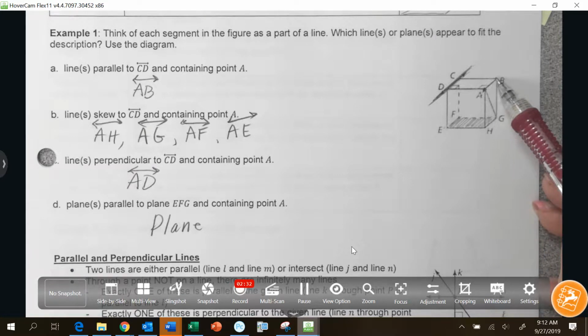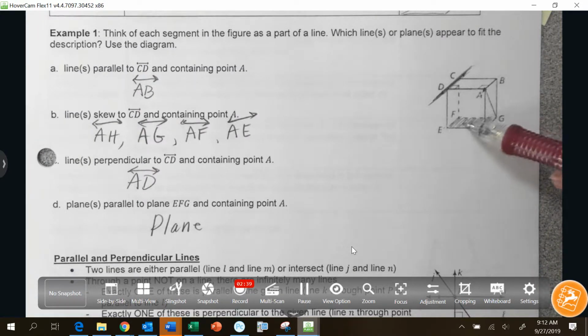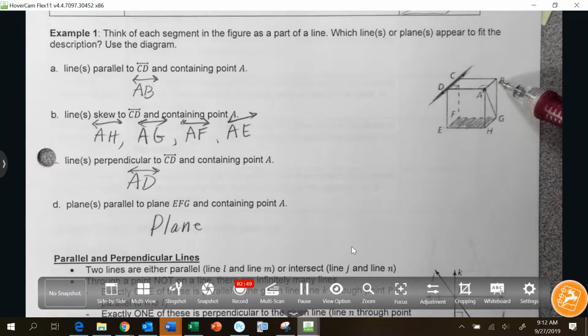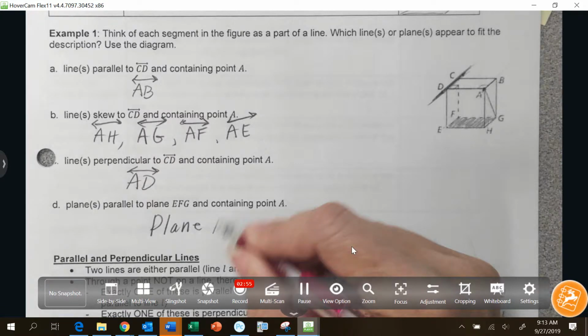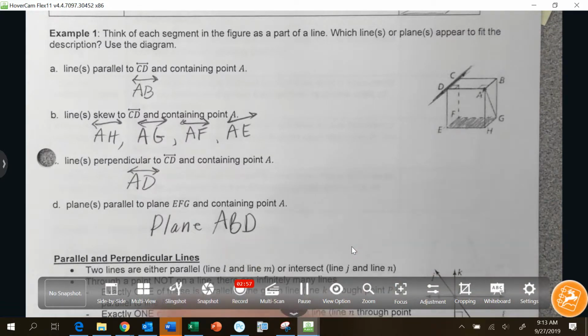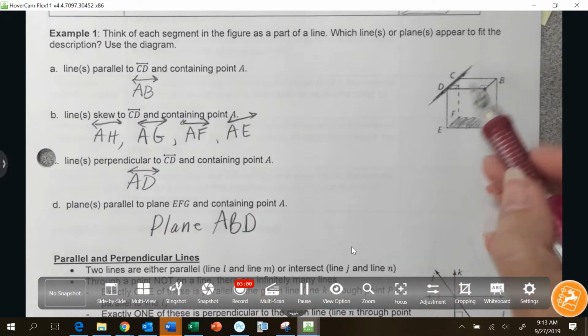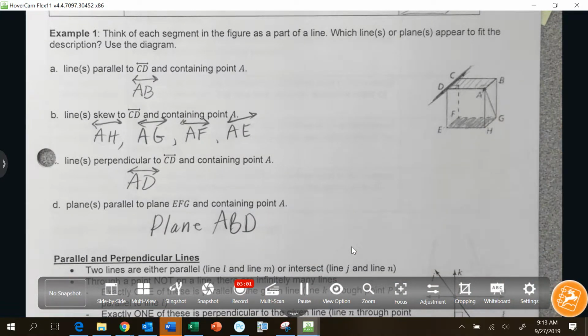A, B, H? Is that parallel to this colored in plane? It would be like a ceiling and a floor. So here's the floor. A, B, what? ABD would work, yep. ABD, or you could say plane ABC, which somebody said also. Yep, anything to name this plane up top.